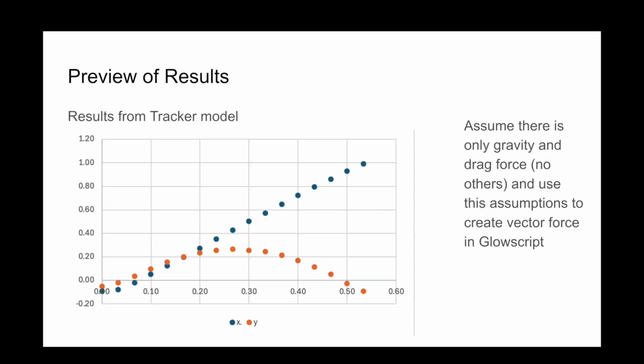So this is a preview of the results. This graph is from the results of the Tracker model with x and y on the x-axis and time on the y-axis. The assumptions we use are that there's only gravity and drag force, no others. And we use these assumptions to create the vector force FNet in GlowScript.